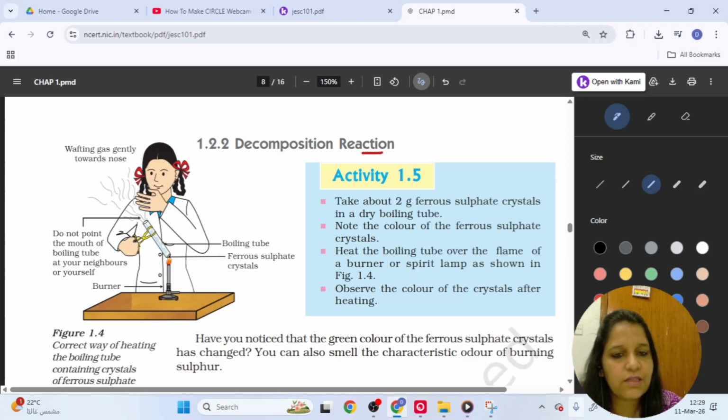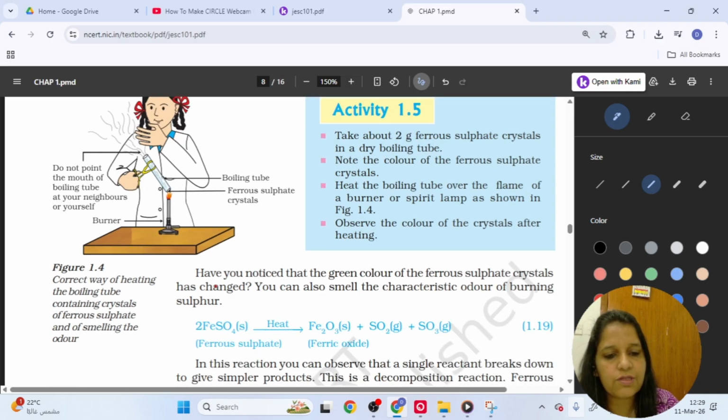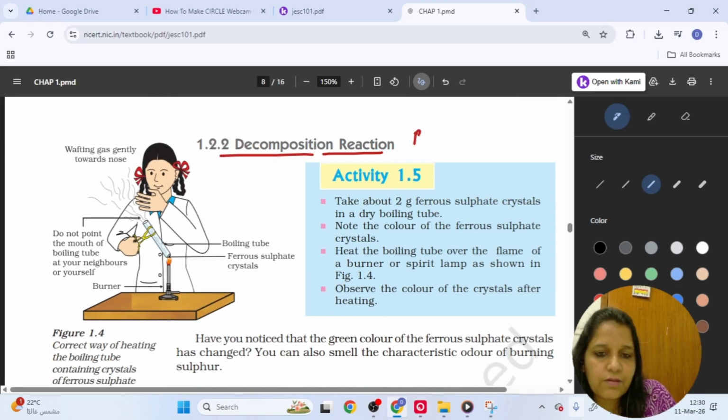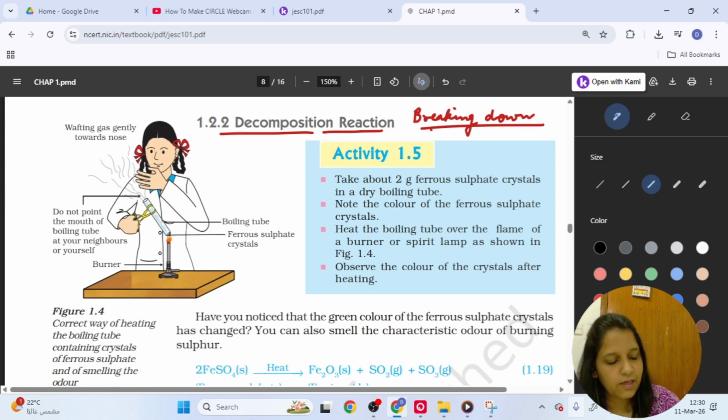Decomposition reactions are the reactions where a component gets broken down into two or more substances. Basically it's breaking down, and you can remember it by breaking down. When a large component gets broken down into different substances. Like in this activity you see, 2 grams of ferrous sulfate crystals are taken in a dry boiling tube.